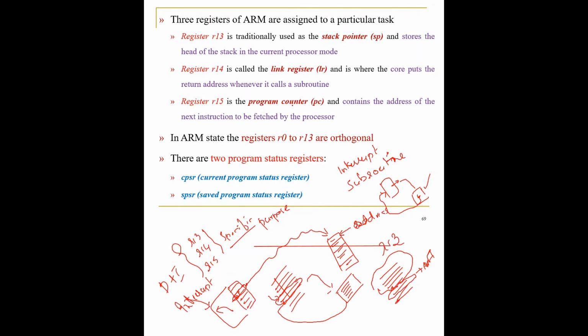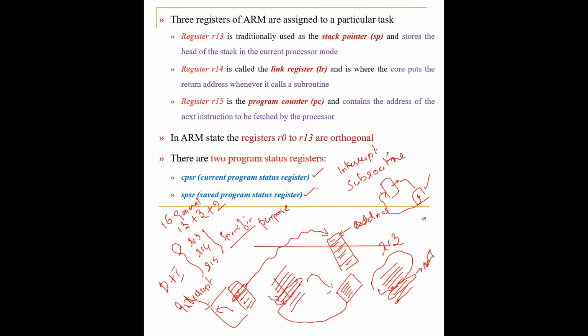So there are generally 16 general purpose registers, out of which only 13 are available, and the remaining 3 are specific purpose: stack pointer, link register and program counter. Other than that, there are 2 more registers available in the ARM processor, named CPSR and SPSR. CPSR is the current program status register, which we are going to check. The other one is SPSR, the saved program status register.